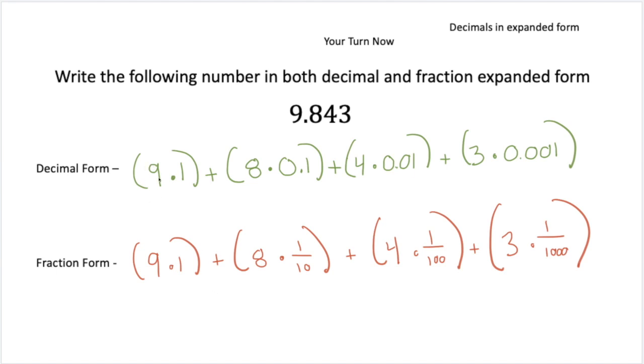Notice both versions have 9 times 1 in the front, but then we have 8 times 1/10, 4 times 1/100th, and then 3 times 1/1000th for both. And the top is in decimal form, and the bottom is in fractional form. All right, how'd you do?